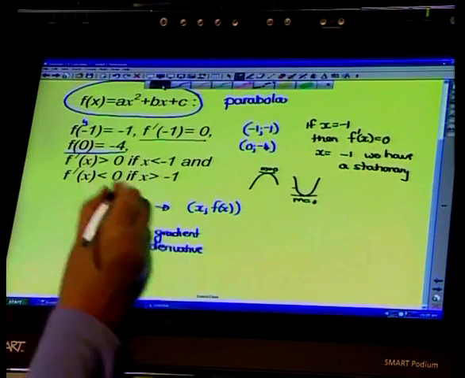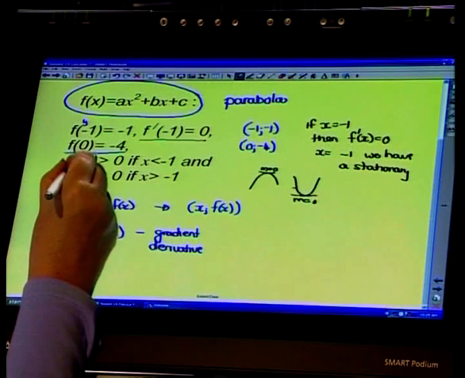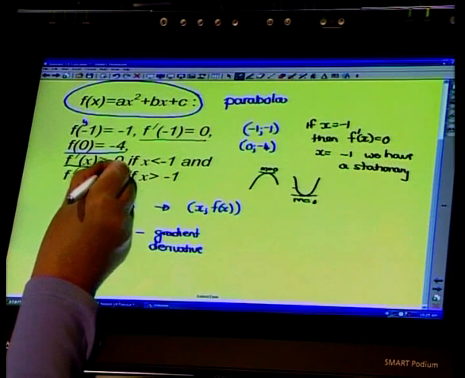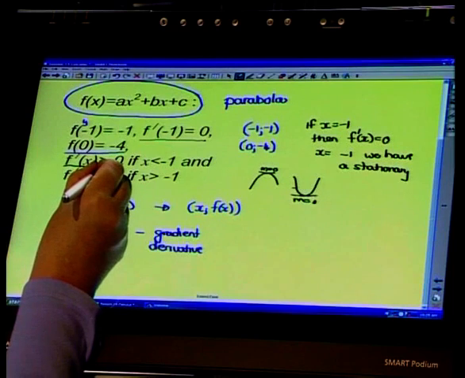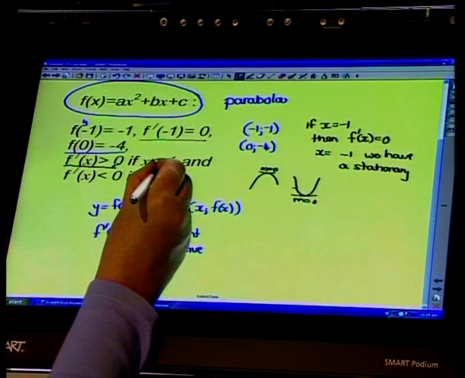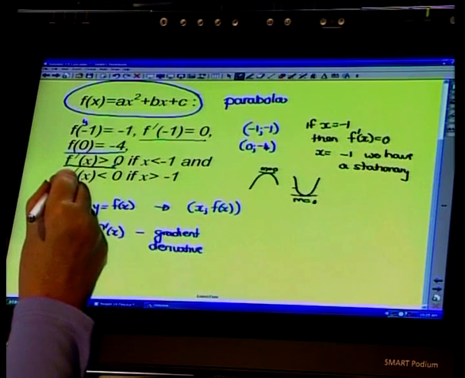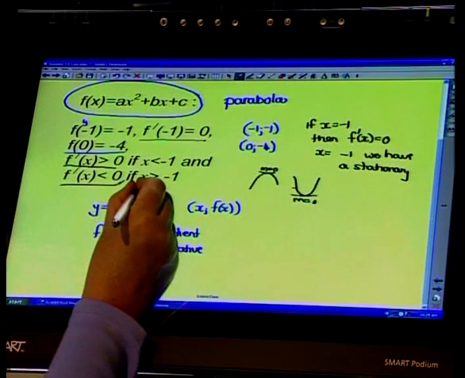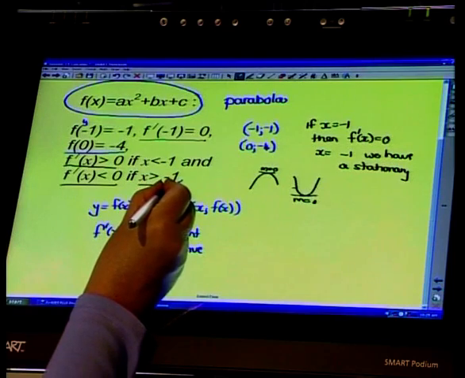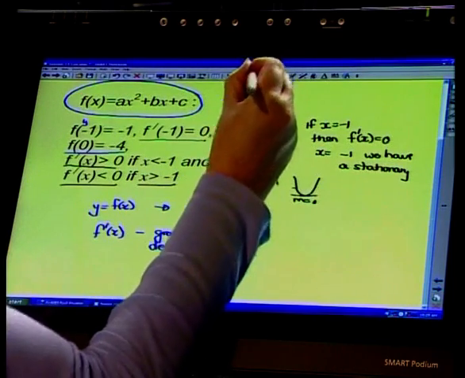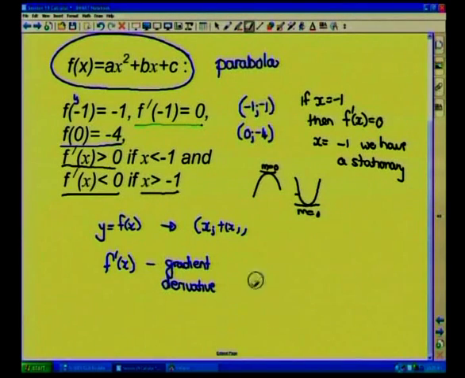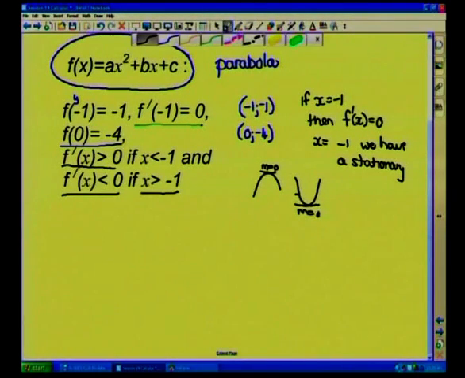And let's have a look at it. It goes on now and it says the derivative is bigger than naught. That means the gradient is positive if x is smaller than minus 1, and the gradient is smaller than 0 or negative if x is greater than minus 1. Now, what I find extremely helpful here is to draw a kind of table.